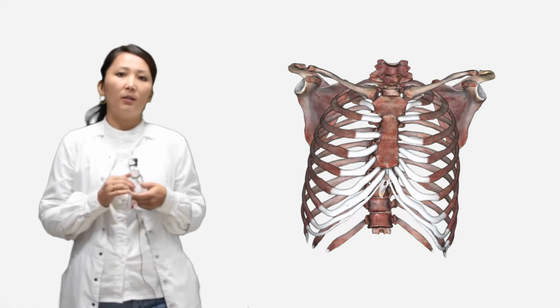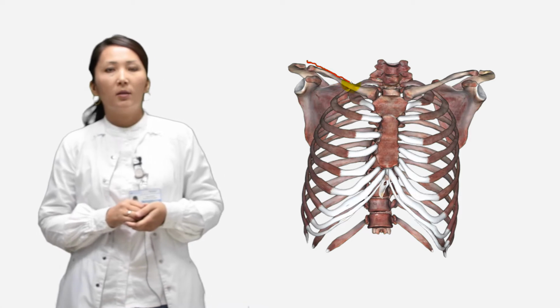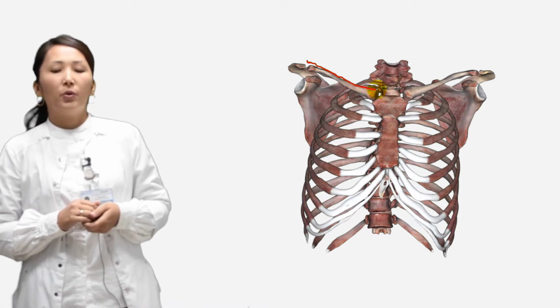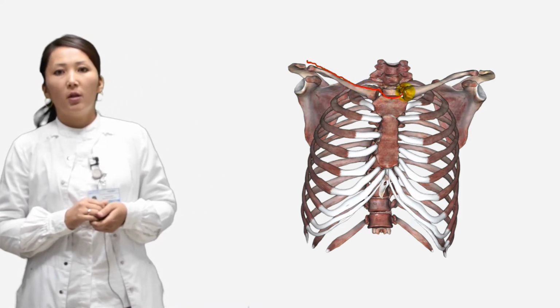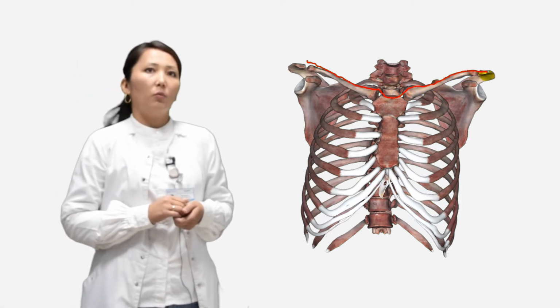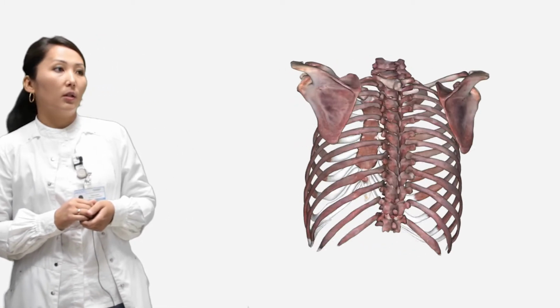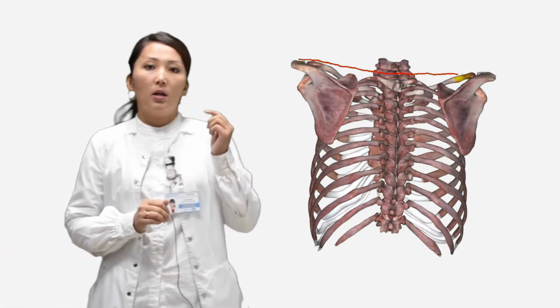The borders of the thorax are: the superior border runs along the edge of the jugular notch of the sternum, clavicle, and further along the line of the acromioclavicular joint to the apex of the spinous process of the seventh cervical vertebra.